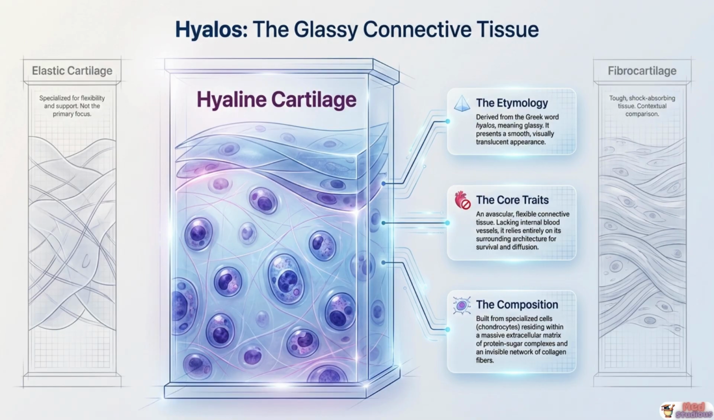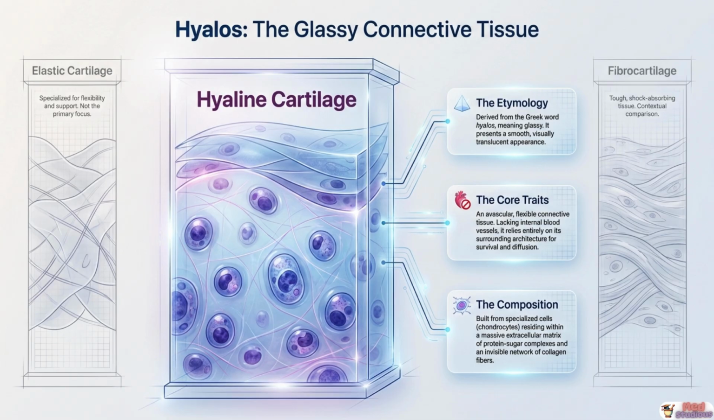The core traits of hyaline cartilage flow directly from its composition. It is avascular, completely devoid of blood vessels, relying entirely on diffusion through the matrix for its metabolic oxygen and nutrient supply. This avascularity, as we will explore, is both a structural necessity and a clinical vulnerability. It is flexible, capable of deforming under load and recovering elastically, and it is built from specialized cells called chondrocytes, residing within a massive extracellular matrix of protein-sugar complexes and this invisible network of type 2 collagen fibers.